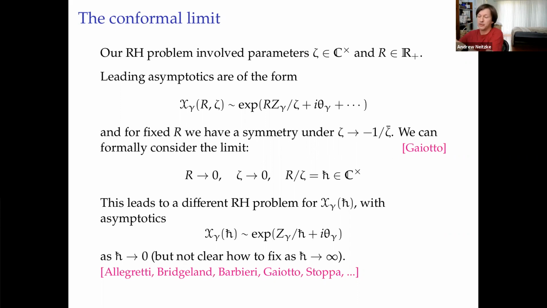You take them both to 0, but you take them to 0 in such a way that their ratio is fixed. But I have a typo here. Sorry, it should be R over zeta is 1 over h bar. So that's some number in C star. And so formally, then you can write down a different Riemann-Hilbert problem where the asymptotics now are exponential of z over h bar plus I theta.